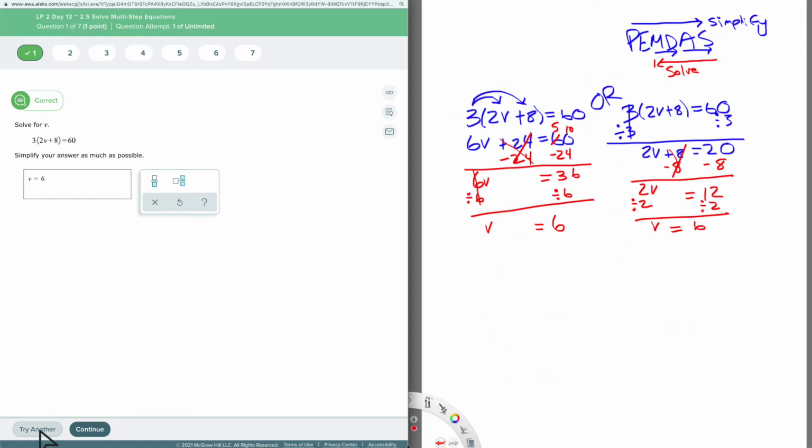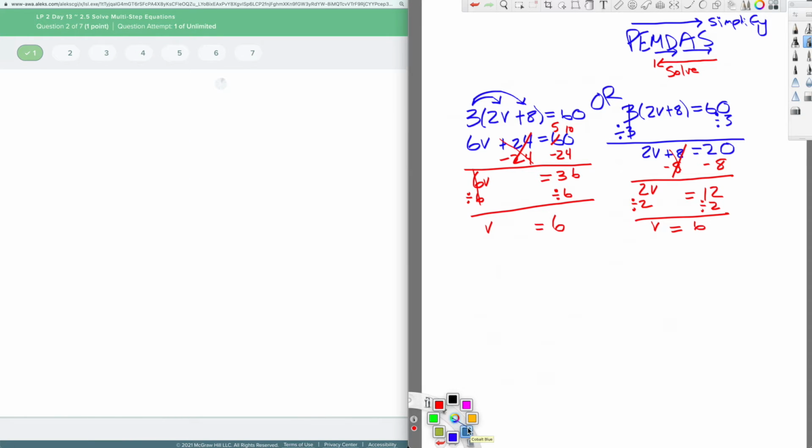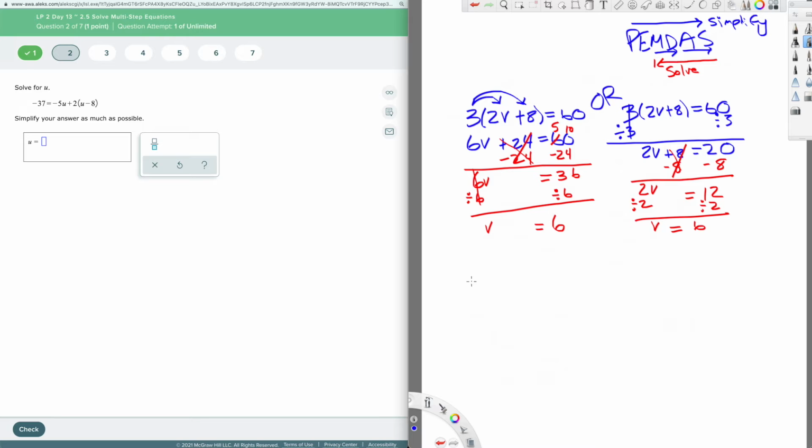All right, let's keep moving here. So we have negative 37 equals 5u plus 2 times u minus 8. So in this case, if I went and tried to do this idea where I divided by 2, the problem is I'd also have to divide 5u by 2. So that's the other thing to be careful about. The entire side isn't being multiplied by 2, only this piece. So this one only works well if it's the entire side. So just be very careful about that so that you're not forgetting to divide a piece here.